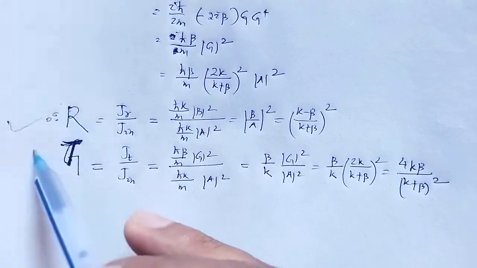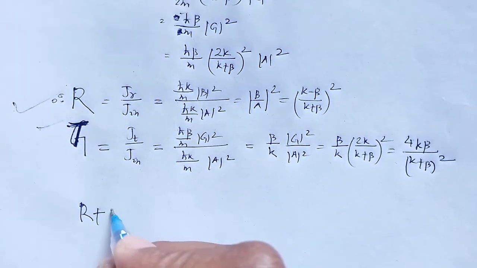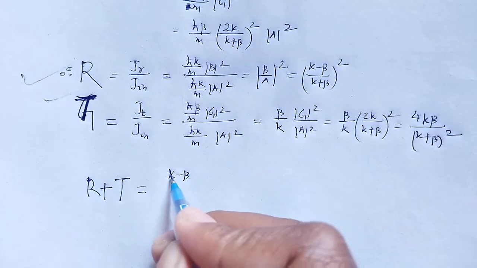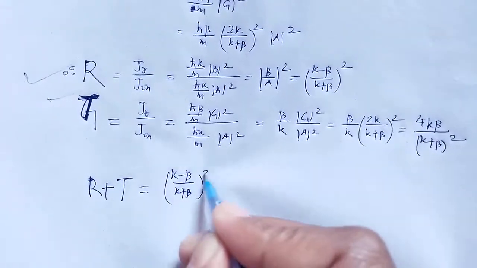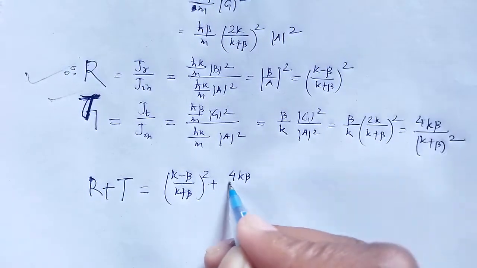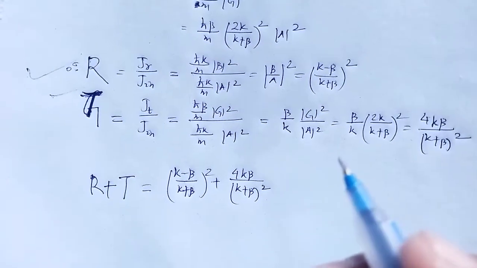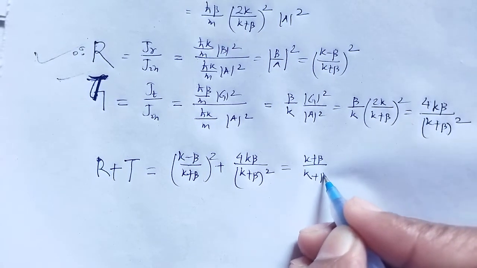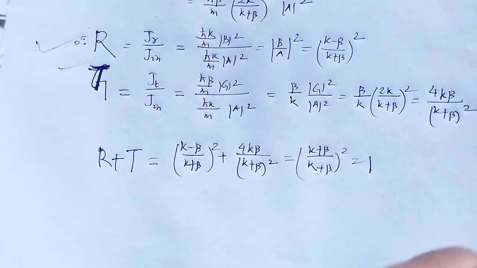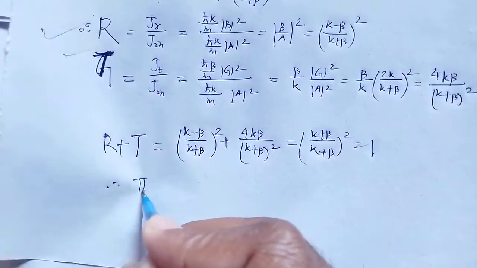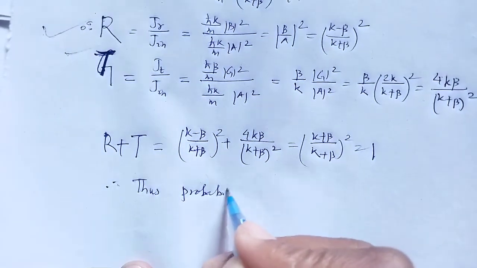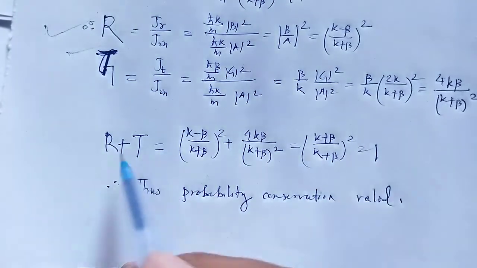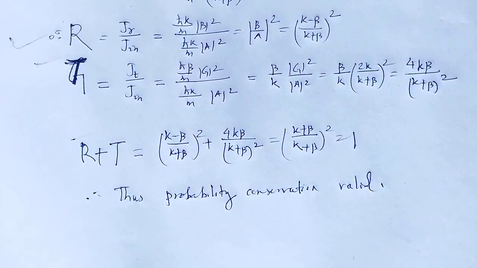From these two equations R and T, we add reflectance plus transmittance: ((k − β)² + 4kβ)/(k + β)² equals (k + β)²/(k + β)², that is 1. Thus probability conservation is valid, since R plus T is equal to 1.